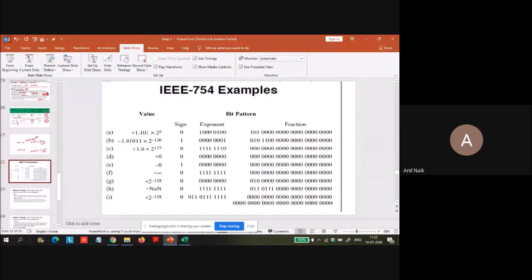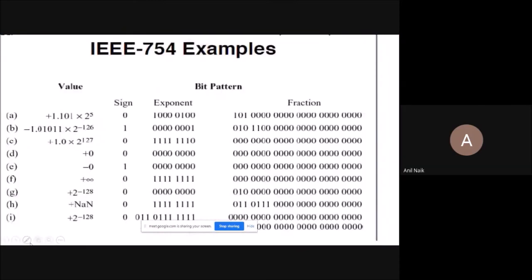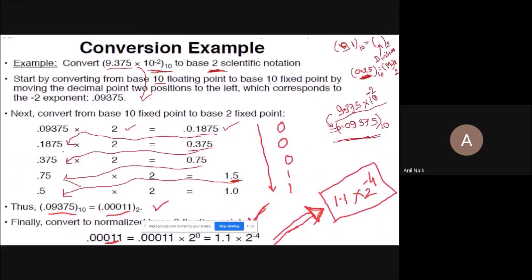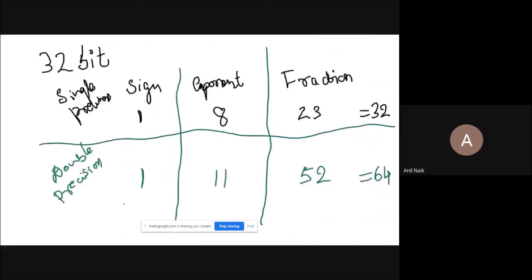So these are some examples of IEEE 754. In the next class, we'll discuss how to convert that. Okay. So today we discussed how we can convert a decimal number into this type of binary form. We have converted today, for example, this one, 9.37 into 10 raised to minus 2. You have to convert it to binary form. So what is the binary form? This one. Such a type of conversion.